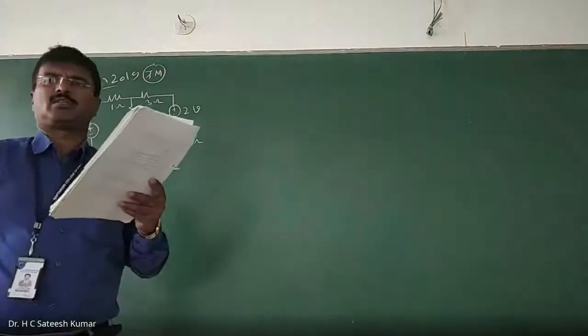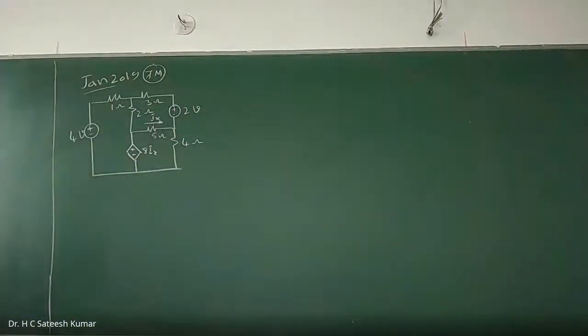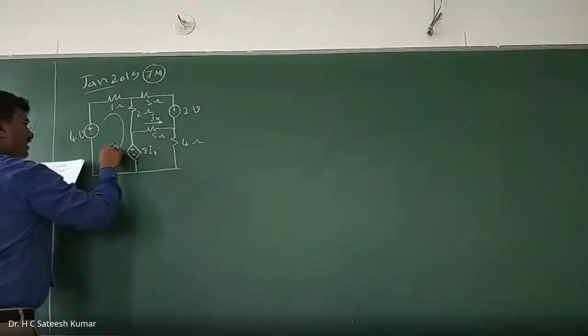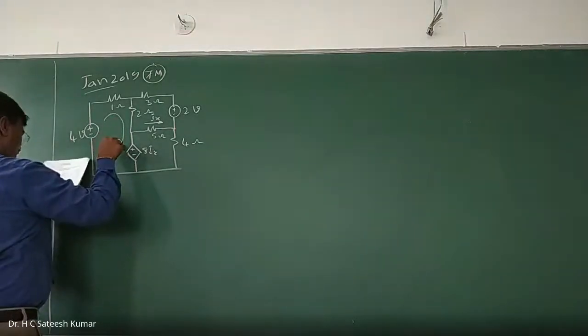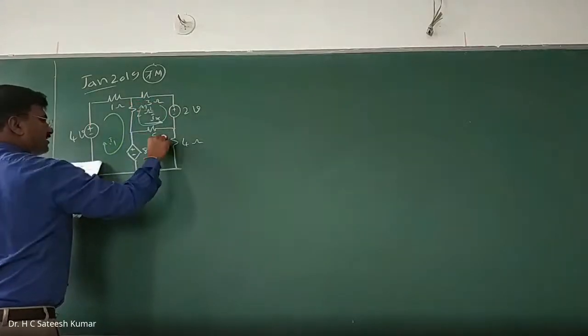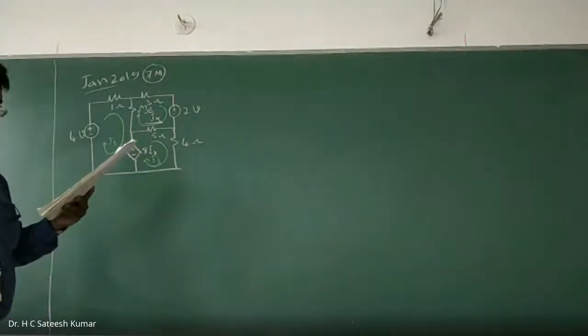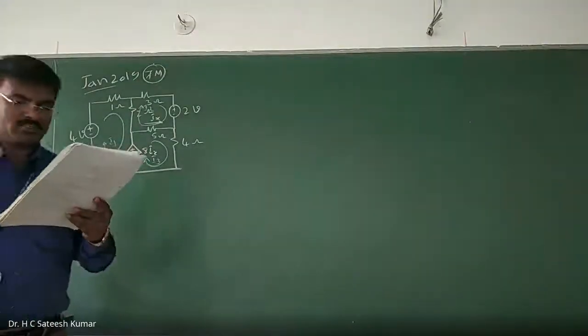And we have to find out the loop currents, and even the loop currents he himself has given. We are not supposed to change them. He himself has marked this one as I1, this one as I2, and this one as I3. So you don't need to change it.